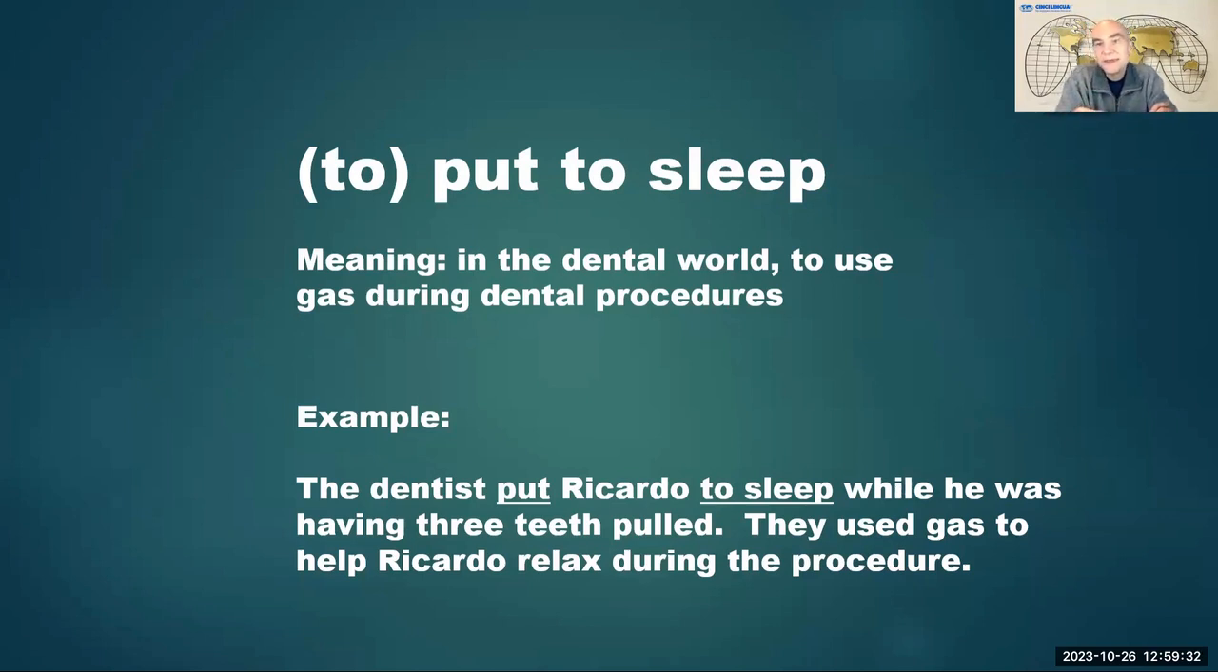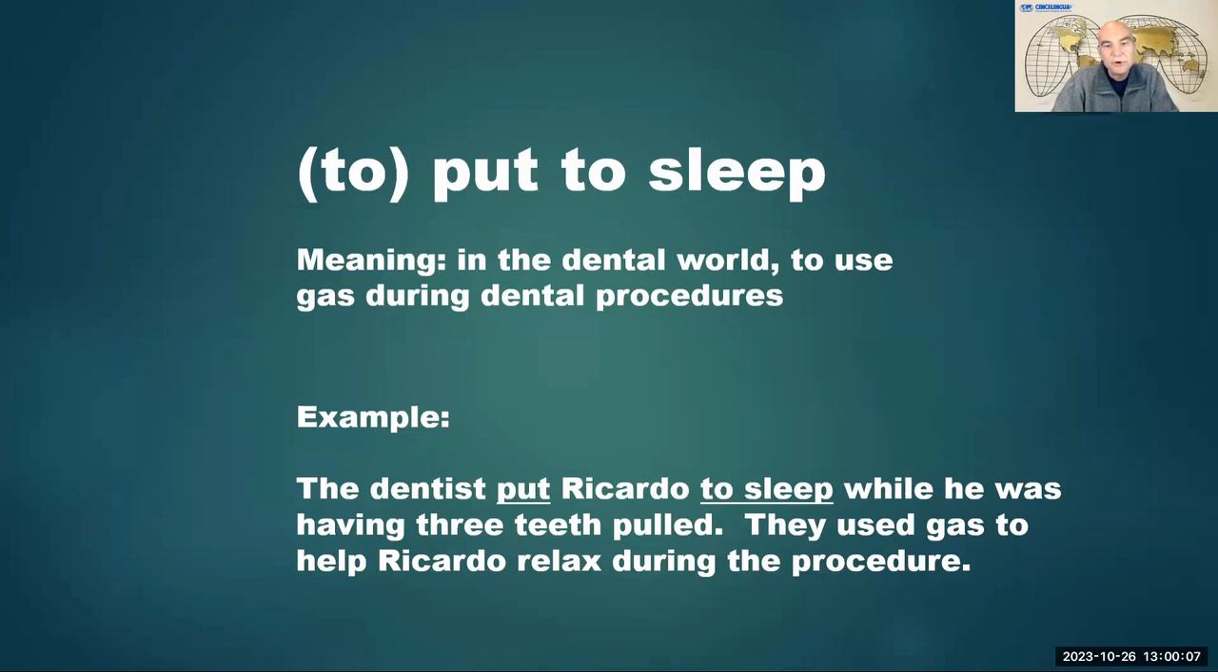What is the purpose of the gas? To put somebody to sleep, to make them sleep so that they don't feel the pain that may be involved or that is expected from the particular procedure, such as root canal work. So let's look at our example here. The dentist put Ricardo to sleep while he was having 3 teeth pulled. They used gas to help Ricardo relax during the procedure.